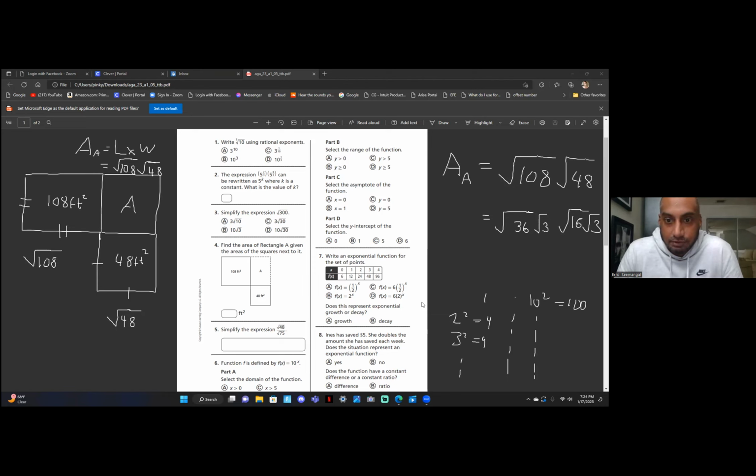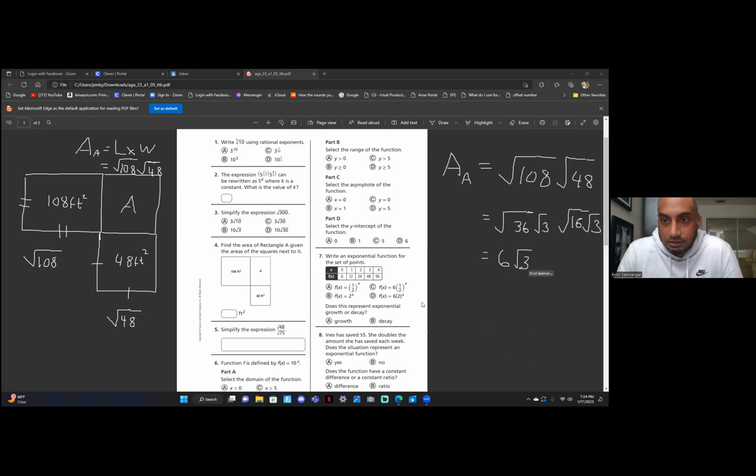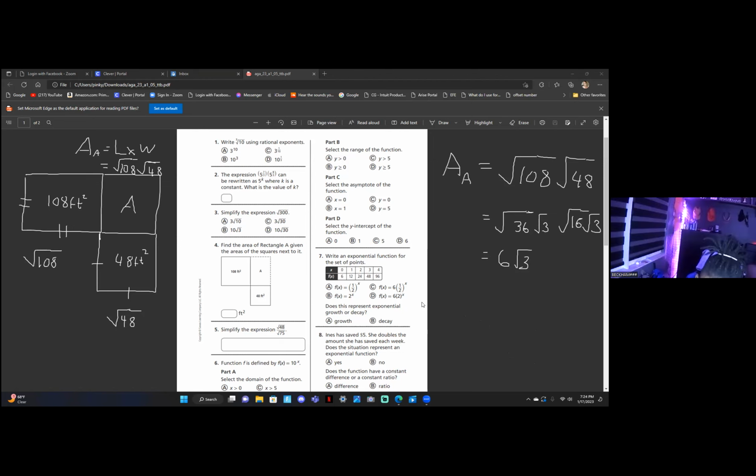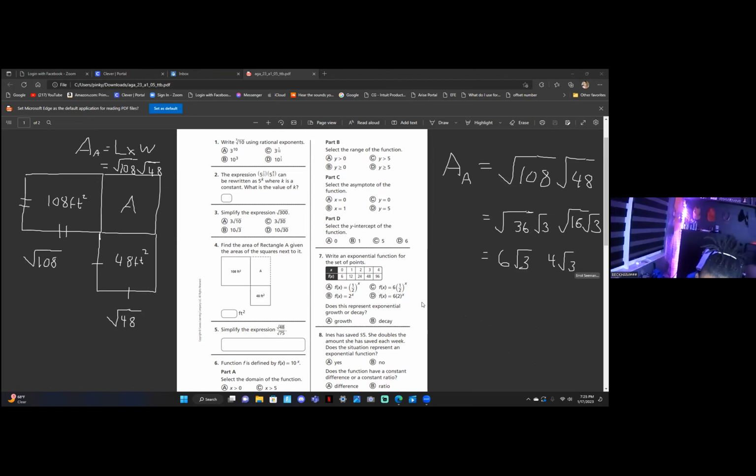Now we're going to simplify this further. What's root 36? What number times itself is 36? Is it 6? So this one is 6 root 3. And what's root 16? 4? So this is 4 root 3. You see what I'm writing, right? Okay, now simplify this.